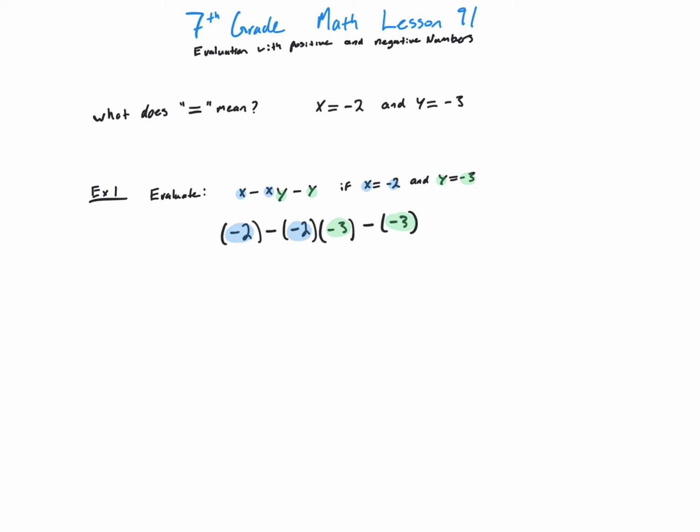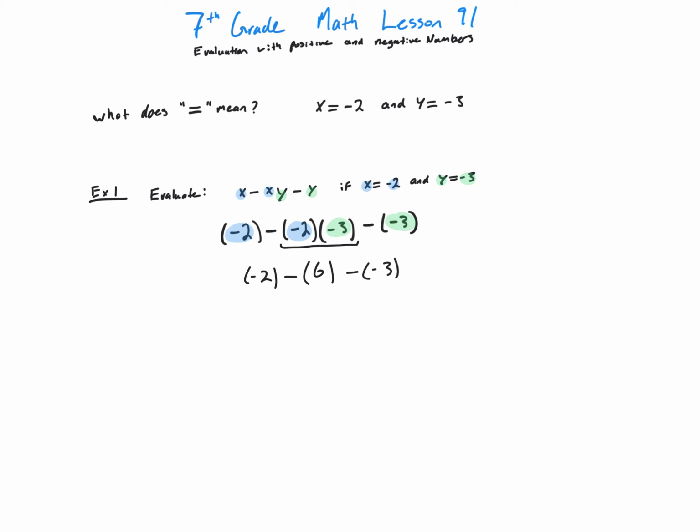Right here in the middle, those are multiplying, so I'm going to do that first. So -2 times -3, those have the same sign, so that's going to come out to be positive. -2 times -3 comes out to be +6. So I'm going to have -2 minus 6 minus -3.